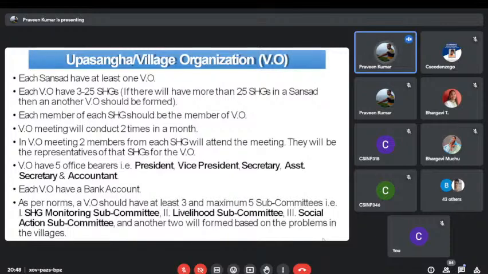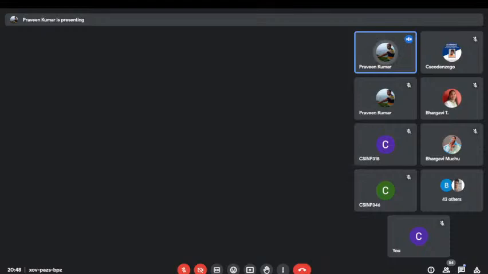The last point, just go through the last point. There it has been said that they have 5 committees who will support and look after things such as SHG monitoring, livelihood committee, social action committees. They have different roles, and they help and support the village organizations.